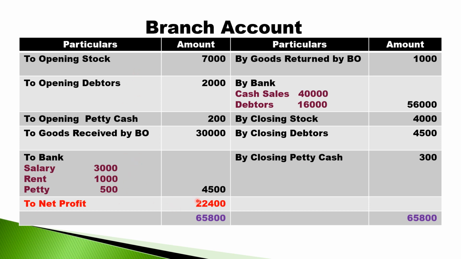Students, as I informed you in the earlier stage, there are pairs of entries to make the branch account familiar, to make the branch account easy to remember. There are pairs, jodi. We have opening stock, closing stock, opening debtors, closing debtors, opening petty cash, closing petty cash, goods received by branch, goods returned by branch, cheque received by the branch, cash paid by branch. So remember these pairs of entries so that you don't forget any entry. Okay, let us solve the next problem, students.